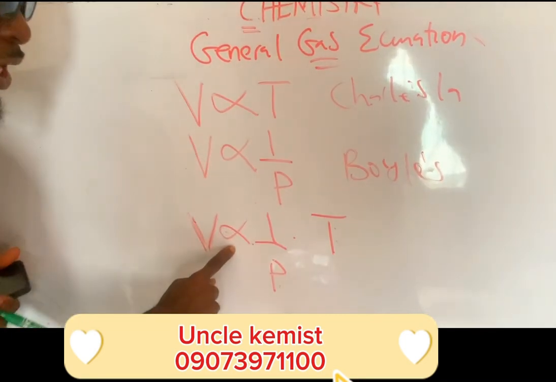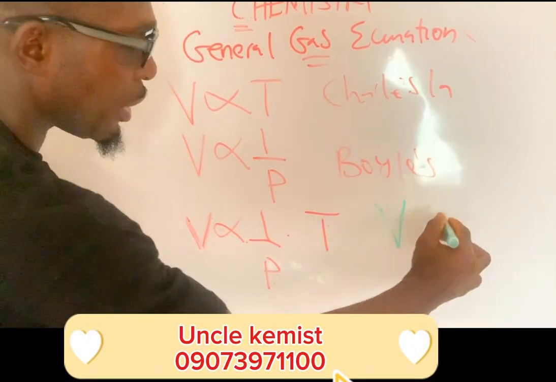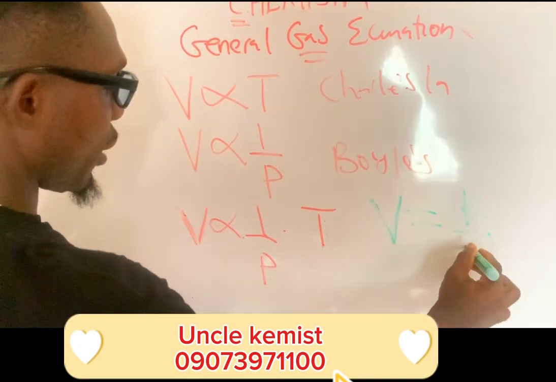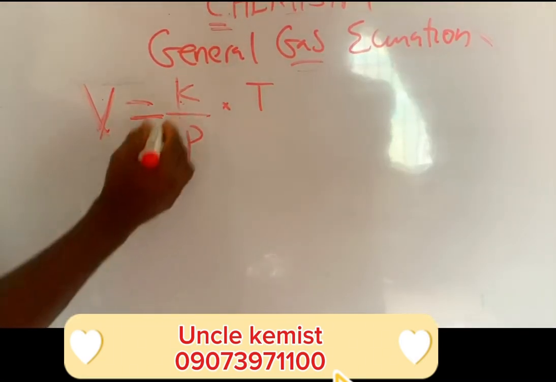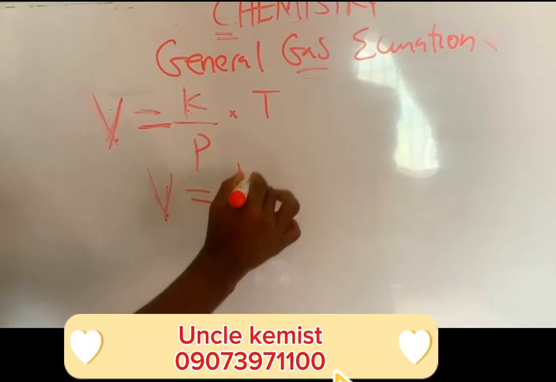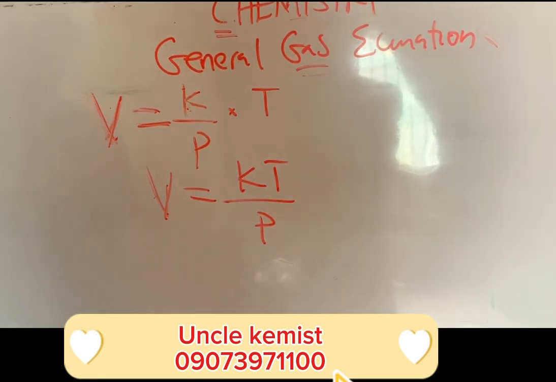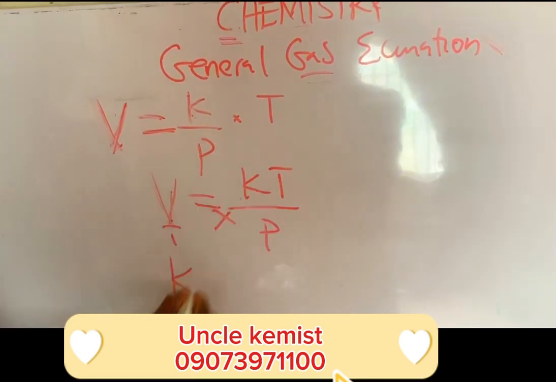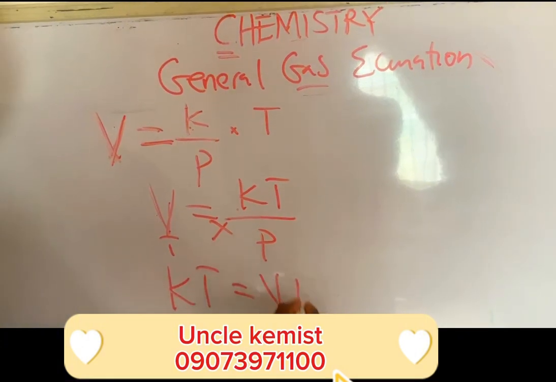Now we are going to get rid of the proportionality sign, and we are going to have V equal to 1K over P times T. Next thing we are going to do is to make this look like this: V equals KT all over P. Now let's make K the subject of the formula. So we cross multiply, and we have KT equal to V and P.